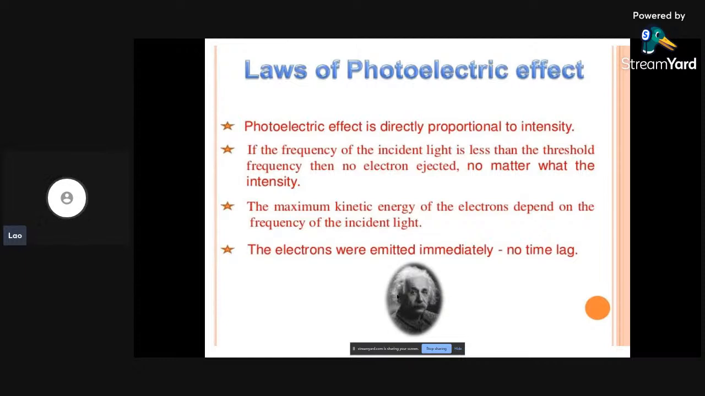Katulad nga ng dinifferentiate natin kanina, para ma-identify natin kung it is a particle or wave, di ba? Ibig sabihin, kanina sa wave, para malaman natin ang wave, ito ay because of intensity. While sa particle, ang importante doon ay yung kanyang frequency para magkaroon ng release of electrons. So the electrons are emitted immediately, no time lag.